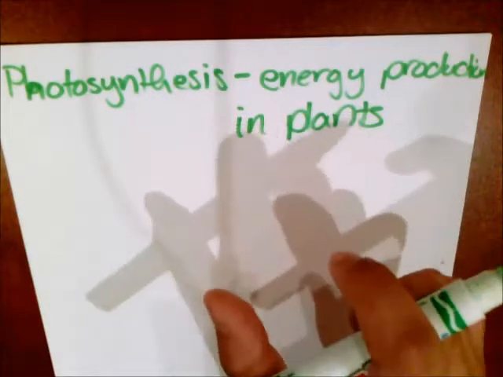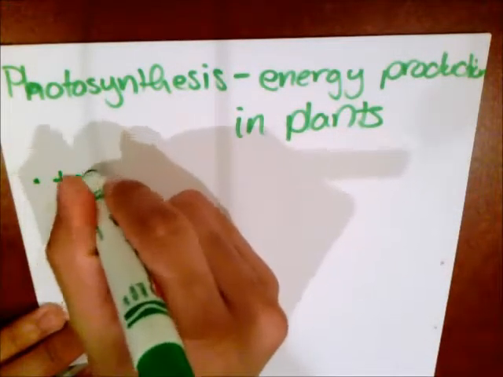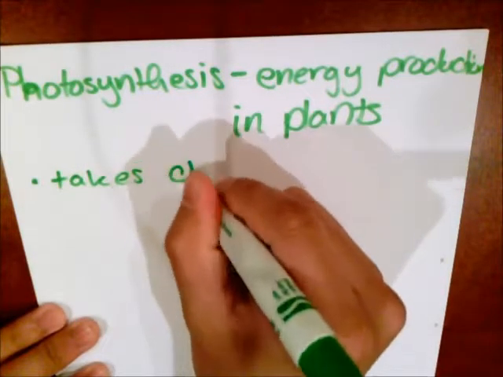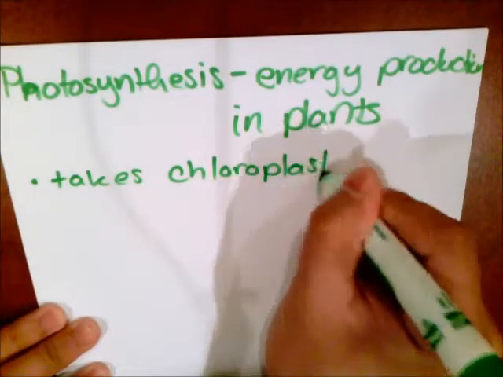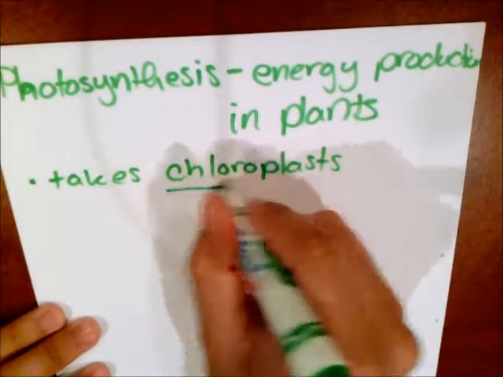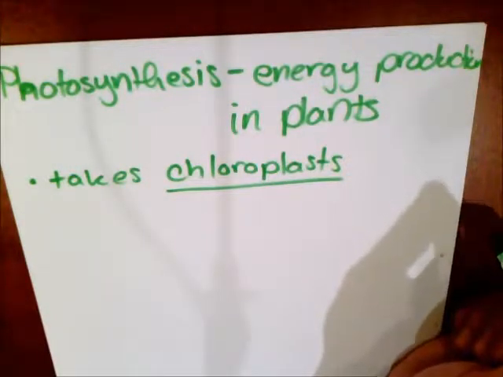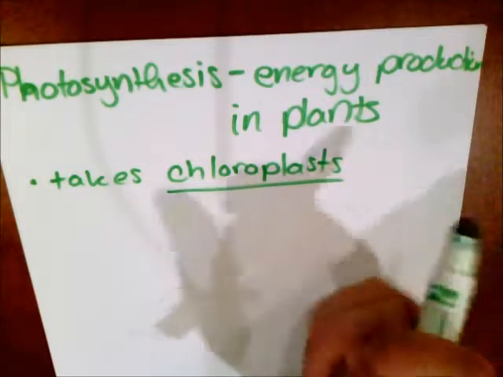All right, and let's see. This is going to take place in the chloroplast. So we talked about organelles a while back in structure of cells. I think that was in the first tutorial of this unit. It takes place in the chloroplast. So these chloroplasts are what's going to be responsible for that. These are essentially the plant version of mitochondria. Okay, and they are green.